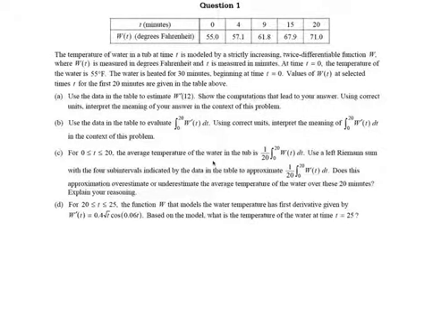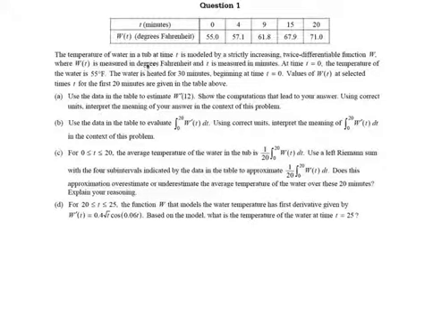Hi guys, this will be video 1 for the 2012 AP exam, and this will cover question number 1. This question deals with some water in a tub that is changing temperature. It says it's an increasing function, so the temperature is getting warmer. It's twice differentiable, which means I can take a derivative all the way up to the second derivative at least.